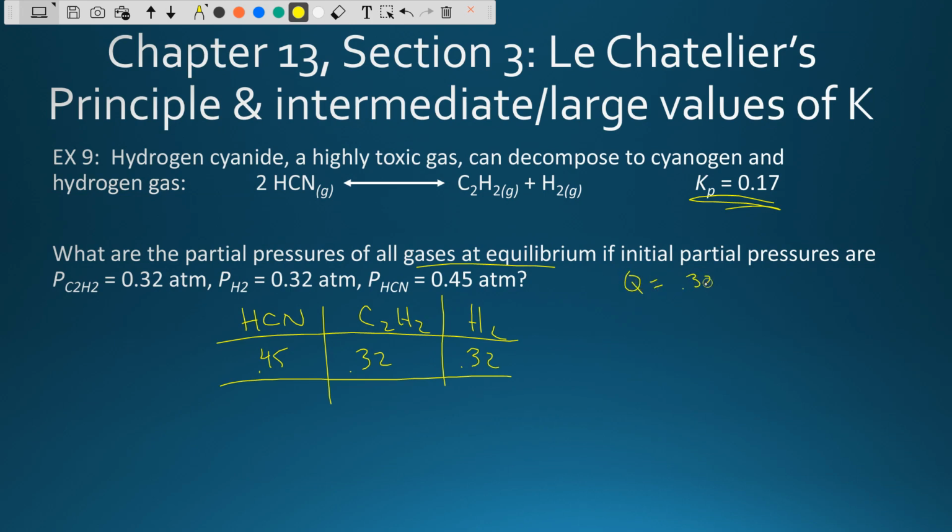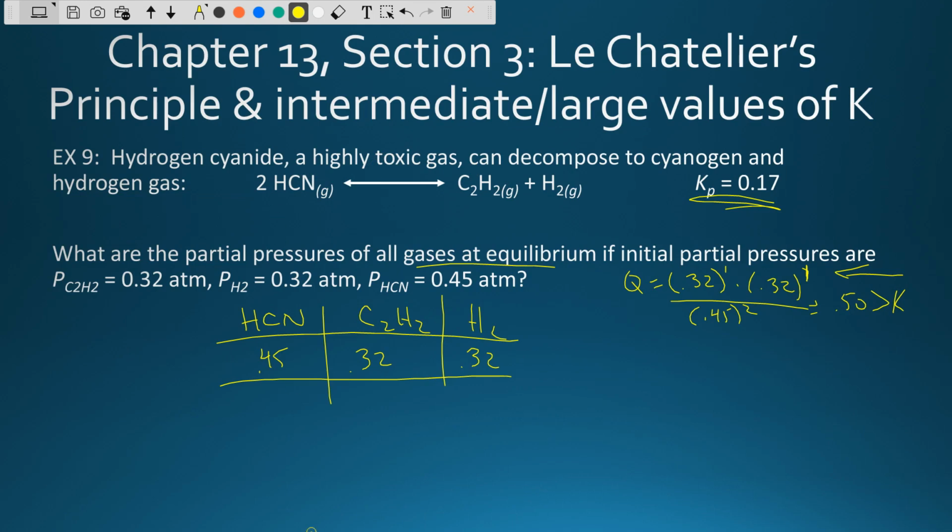0.32 to the first times 0.32 to the first over 0.45 squared. That's going to give me a value of 0.50. Now, how does that relate to my Q value? Oh, this is larger than my K value, isn't it? So I know the reaction has made it over this direction, and now it's headed back. So it's gone all this way, went too far, and now it's going to head backward.